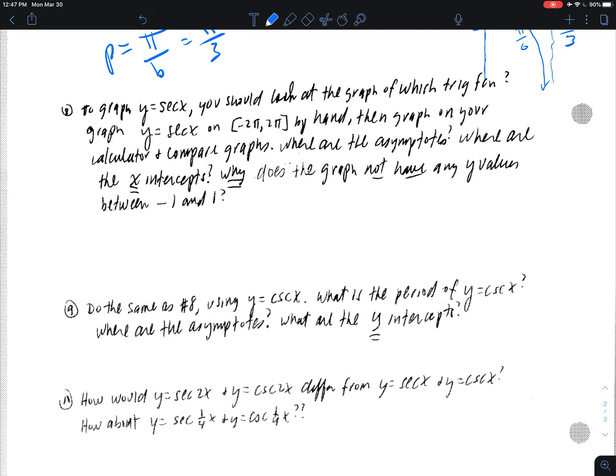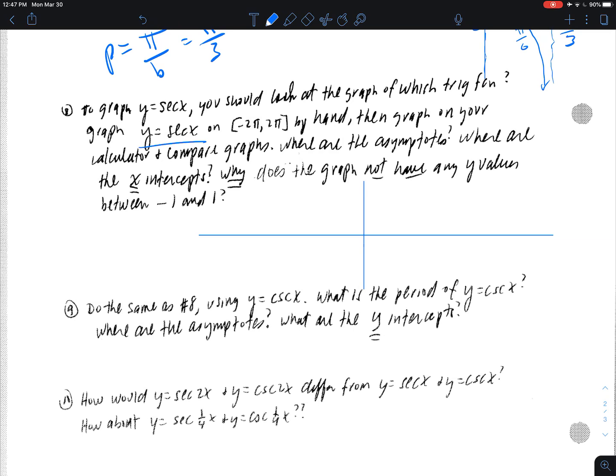Now the graphs of secant and cosecant are also related to sine and cosine, which actually makes them really easy to graph. For y equals secant of x, hopefully you're thinking to yourself, well, the main thing I know about secant is that it's related to cosine. Let's see, I'm going to give myself a little more space here. There we go. It's the reciprocal of cosine.